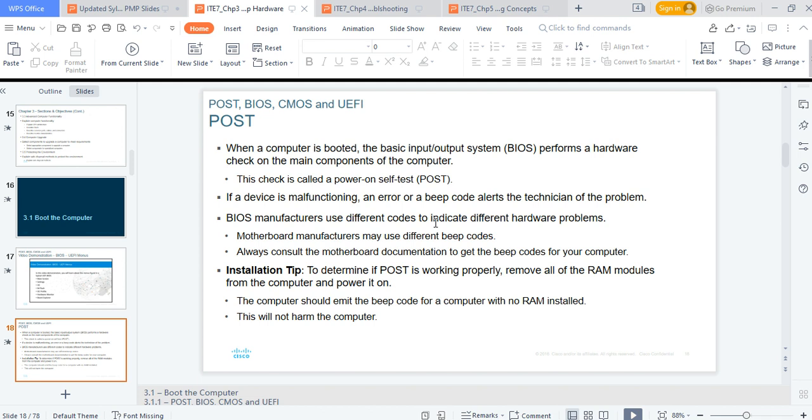But there are some standards, and in the course of the training, you're going to know some of these standards. There are some that are not properly documented, but you're going to find them on the manufacturer site.